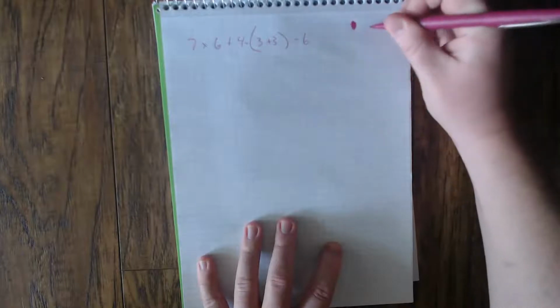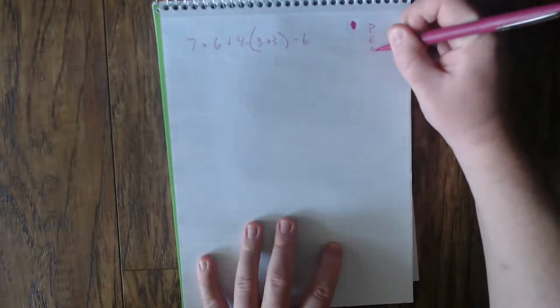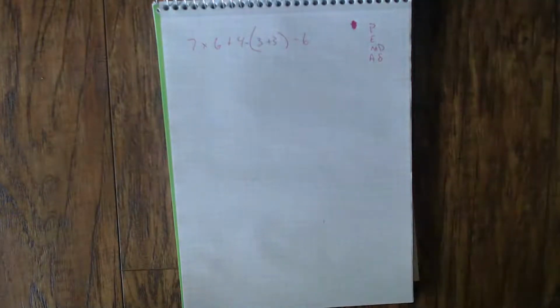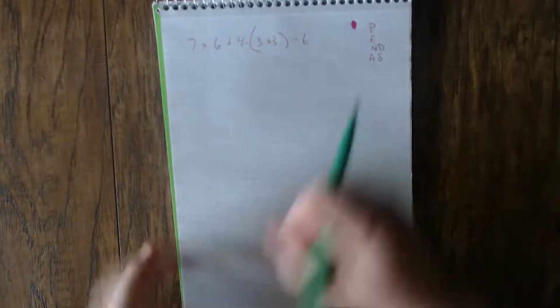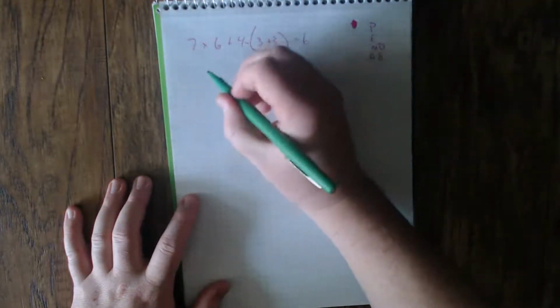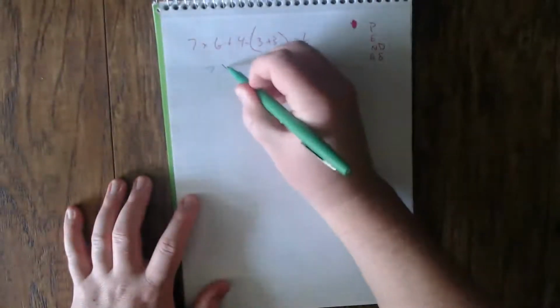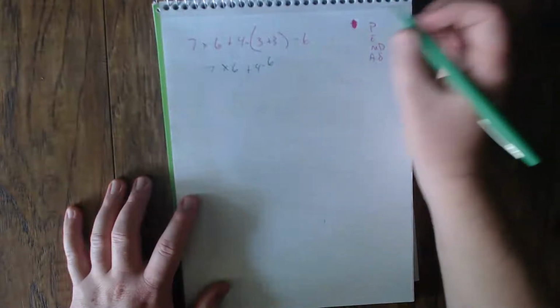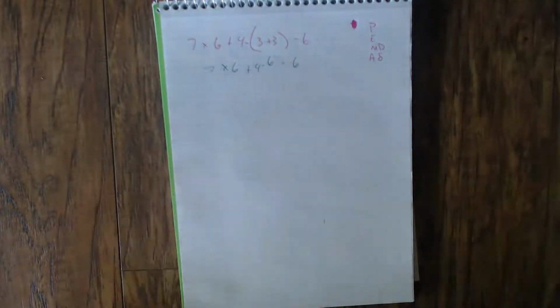There's no B in PEMDAS. Please excuse my dear Aunt Sally. Okay, so first thing we have to do is parentheses. So 3 plus 3 is 6. So let's rewrite our problem. We have 7 times 6 plus 4 minus 6 now.